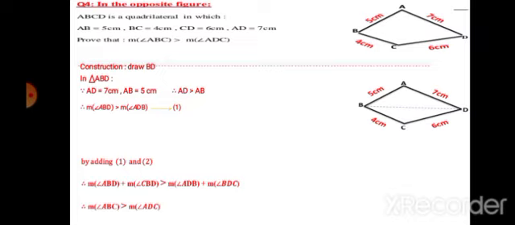That's number 1. What about the triangle DCB? CD equal 6 centimeters and BC equal 4 centimeters. So DC greater than BC. So measure of angle DBC greater than measure of angle BDC. That's number 2. By adding 1 and 2, we get measure of angle ABD plus measure of angle DBC greater than measure of angle ADB plus measure of angle BDC. That means measure of angle ABC is greater than measure of angle ADC.